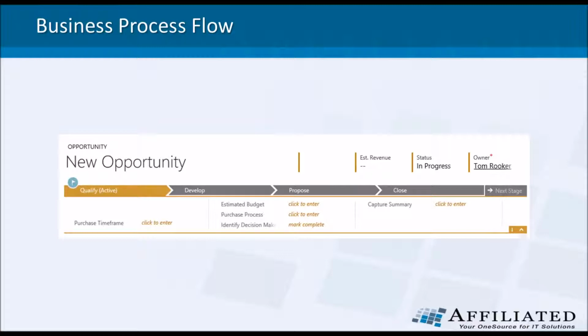So it's a new feature, the business process flow. It was new in CRM 2011 for the opportunity and a few other entities. It's been greatly expanded in CRM 2013. We can use this business process flow for custom entities. We can span multiple entities, like going from a lead to an opportunity to a quote.